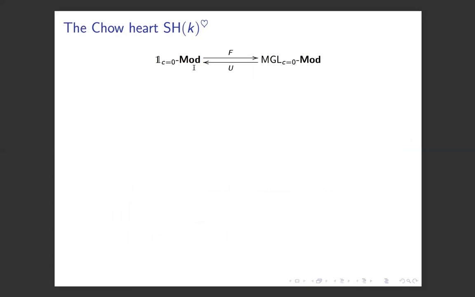The modules over that will inherit a t-structure, the Chow t-structure. And also we can do a similar thing for MGL and truncate it in the Chow heart. I should mention that this category has been studied by Bondarko in many of his papers. This one will also inherit a Chow t-structure, and because it plays very well with smashing with MGL, we have two functors between them: the free functor by smashing with MGL, and the underlying forgetful functor. So this will give us a comonad.